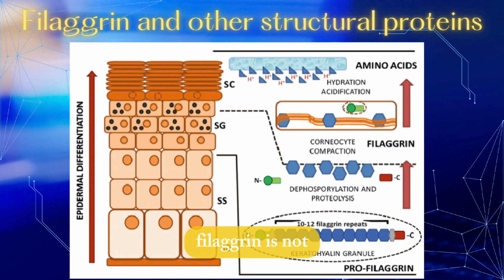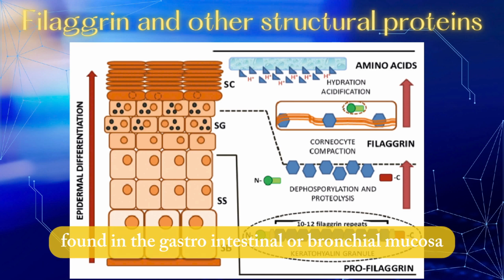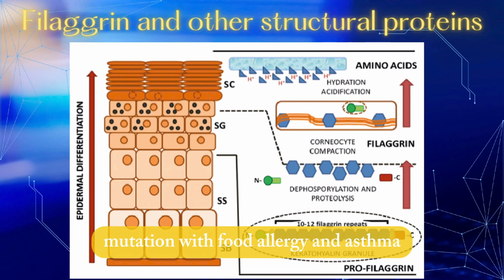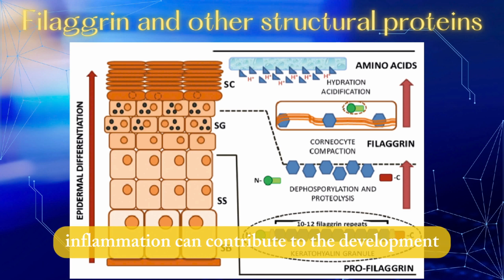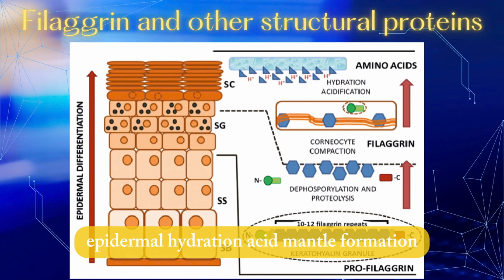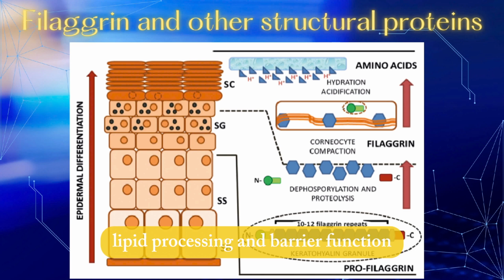since filaggrin is not found in the gastrointestinal or bronchial mucosa. The association of FLG mutation with food allergy and asthma strongly suggests that epicutaneous sensitization and/or cutaneous inflammation can contribute to the development of systemic atopic disease. Filaggrin breakdown products such as histidine contribute to epidermal hydration, acid mantle formation, lipid processing, and barrier function.